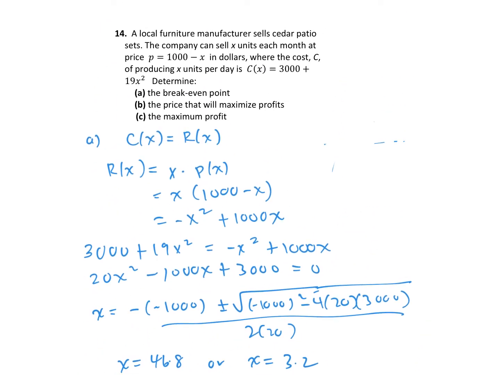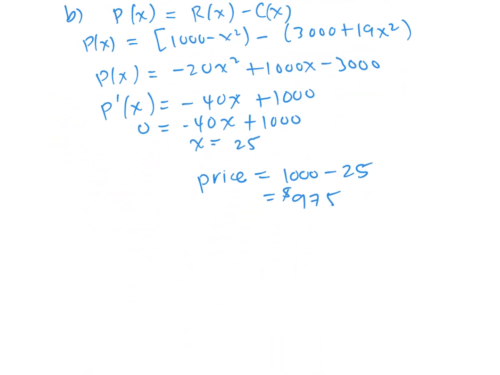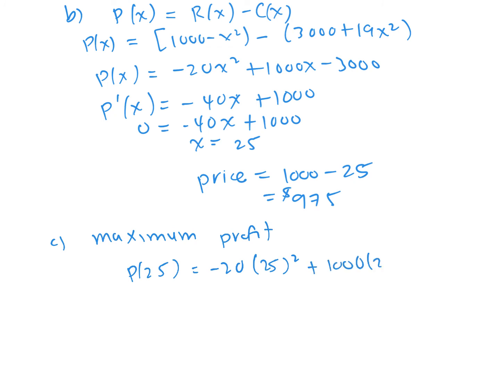And then finally, it says what is the maximum profit? And so the maximum profit would be at when x is 25. So we want P of 25. So we'll just sub this in here into our profit equation. And it works out to be $9,500. So that is our maximum profit when x is 25.